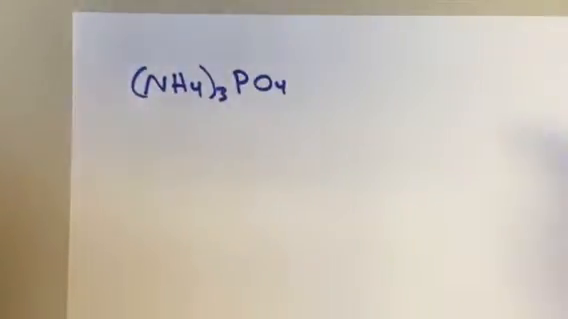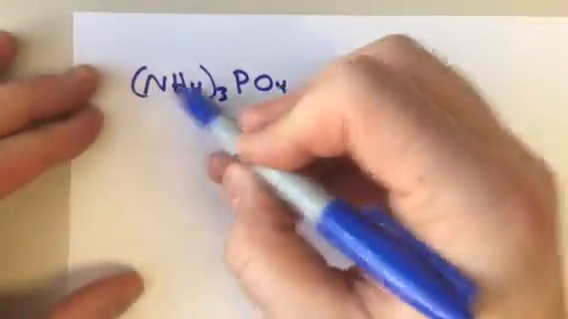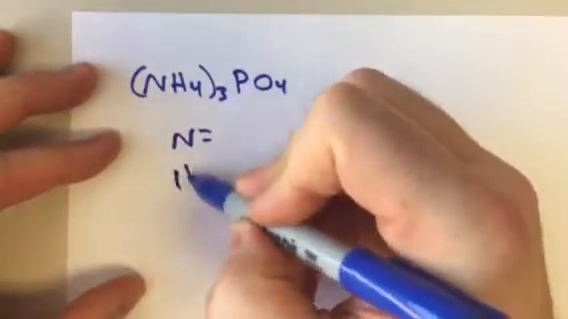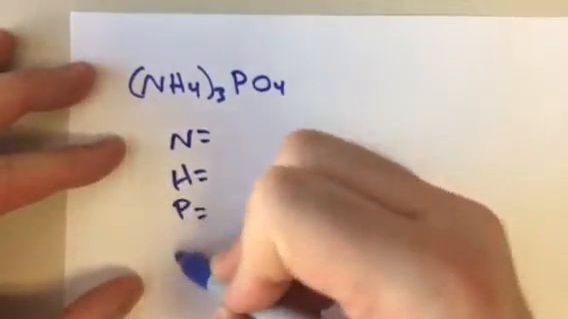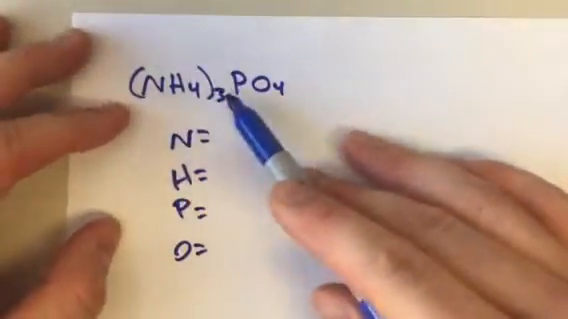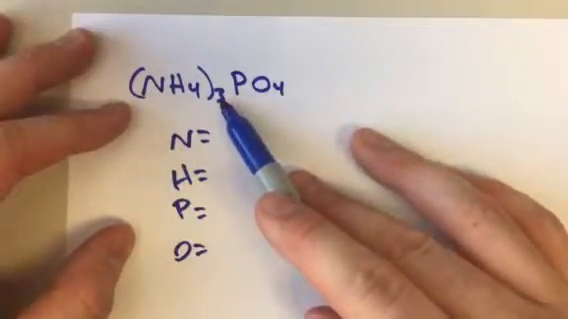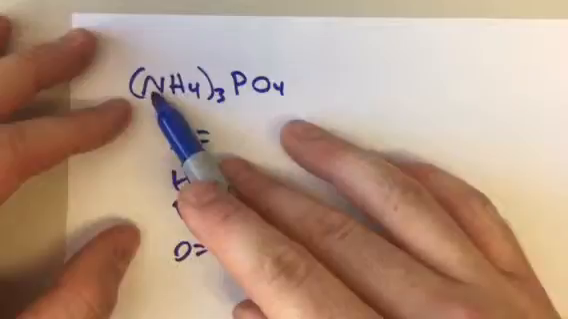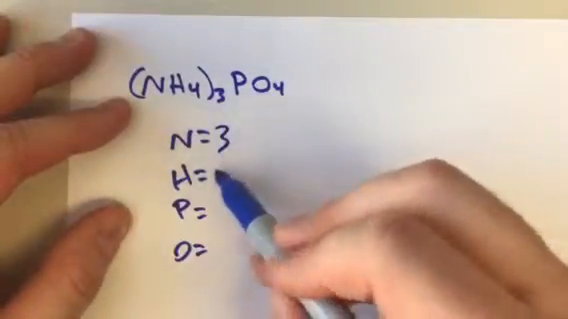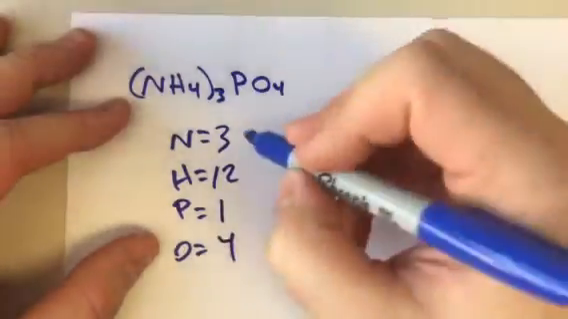Okay. Let's take a look at this one. This one has parentheses, but you're going to do it the exact same way. List out the elements that you see. I see N, H, P, and O. List out how many you see. Again, if it's inside of a parenthesis like previous videos, you multiply it by the little subscript on the outside. So this is N times 3. I just have 3 of them. This is 4 times 3. That would be 12. I see 1 P and 4 O's.